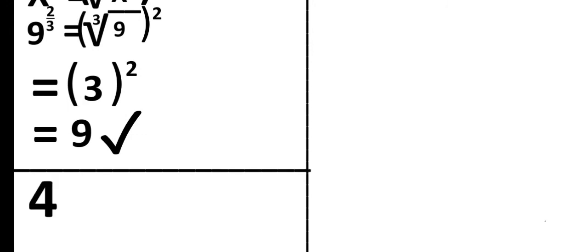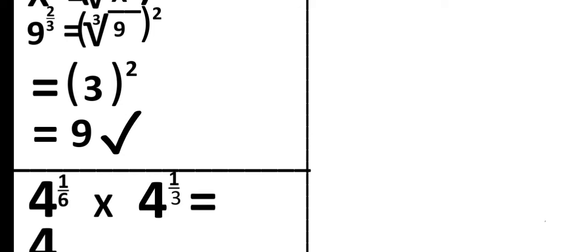Okay, we have another question where we have 4 raised to the power of 1 over 6 times 4 raised to the power of 1 over 3. Now this is a mixture of the first law of indices and also this law we are just in now. We'll find out that they have the same base, so we'll bring back one of the bases, then we'll sum up their powers. So 1 over 6 plus 1 over 3. When you solve this fraction, it will give us 1 over 2.